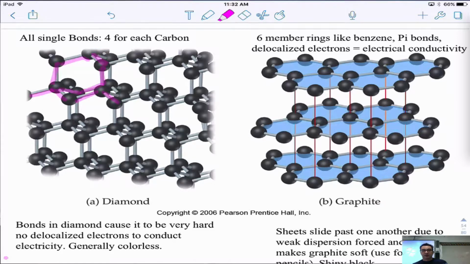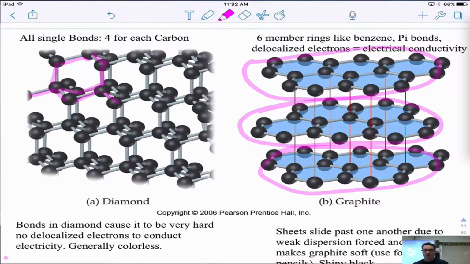Most network solids conform to diamond's hardness and high melting point. But on the right here is another network solid, another allotrope of carbon, which is graphite. In graphite, there are sheets of carbon atoms arranged in benzene rings, 6-membered rings. What makes graphite different from diamond is that these sheets have delocalized electrons between the sheets.